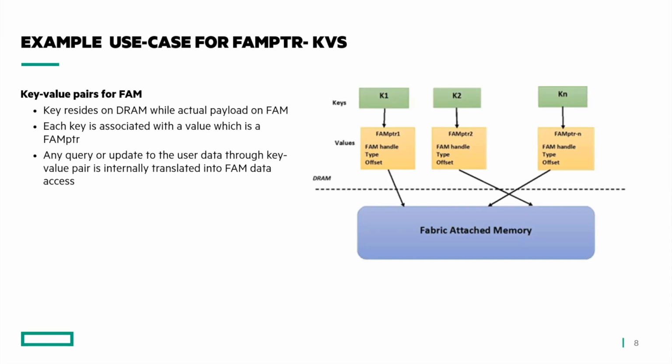So each key is associated with a FAM pointer, and both together represent the corresponding data on FAM. The access to the FAM PTR is translated to the FAM data access. Hence, any query or update to the data through a key value or key FAM PTR pair is internally converted into a FAM data access call. So this is how a key value pair for FAM data can be represented using FAM pointer.